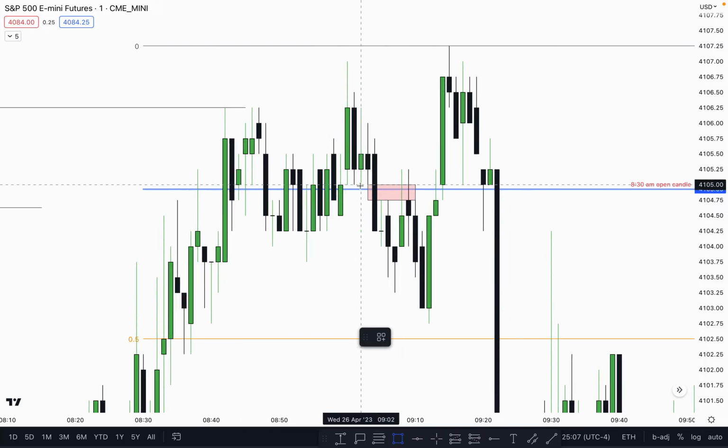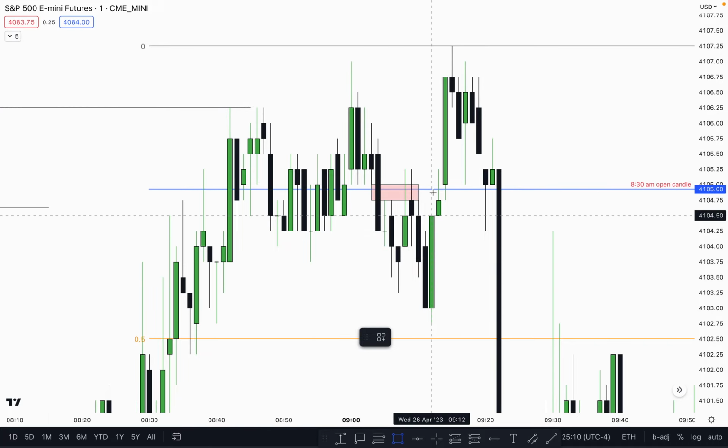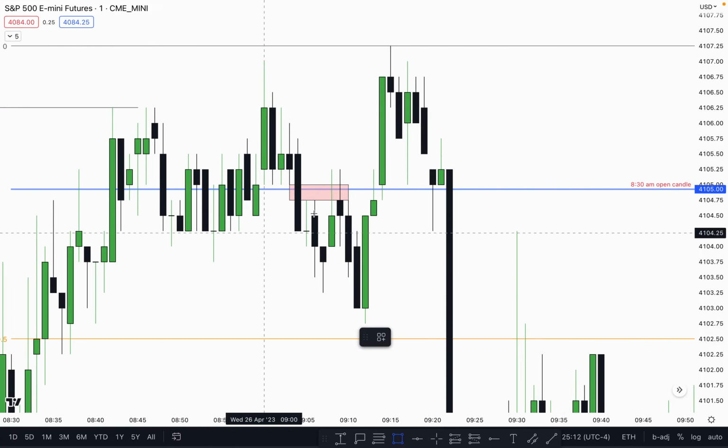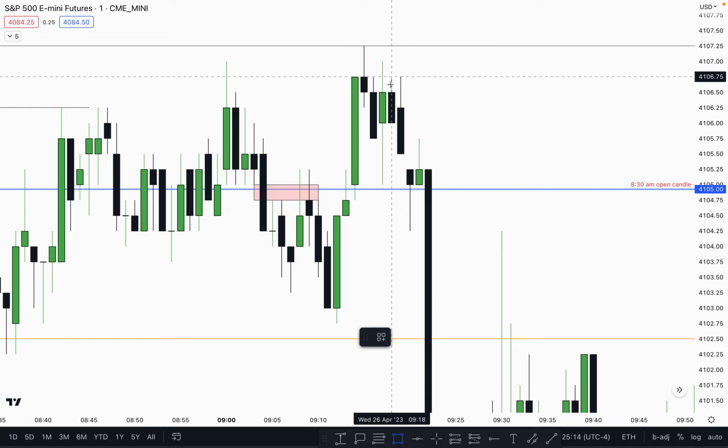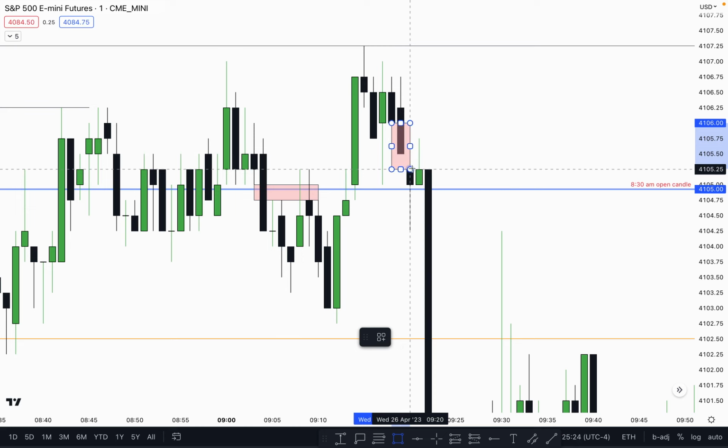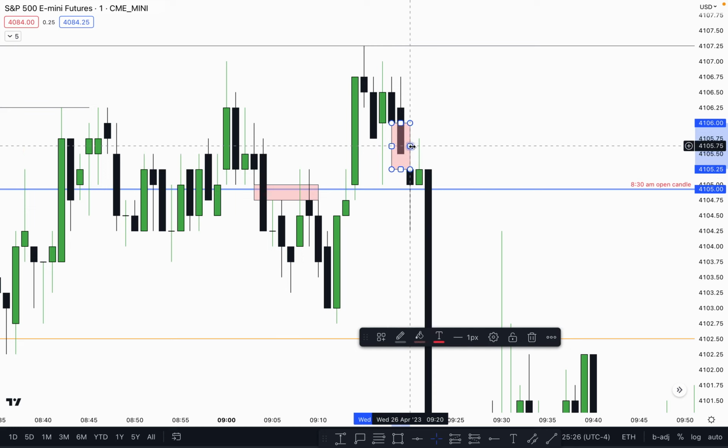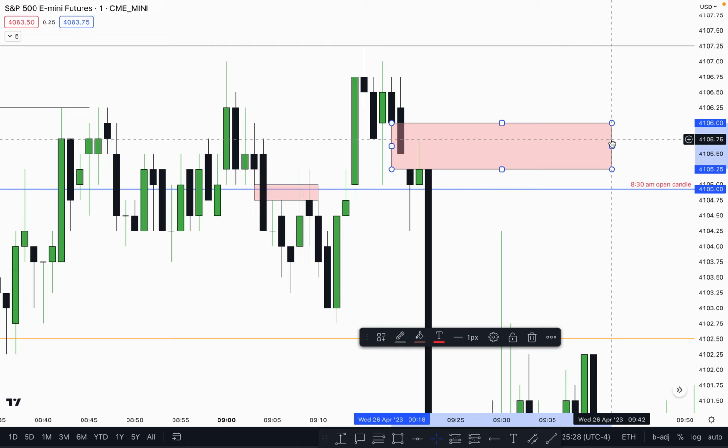MSS is only formed if we took these liquidities, and it forms a displacement from energetic candles, and on top of that, it forms a fair value gap. It's the simplest thing you can do. So where did we start? This is the candle, and this is the end of this candle, and this would be our fair value gap.